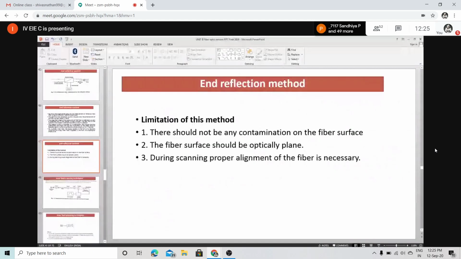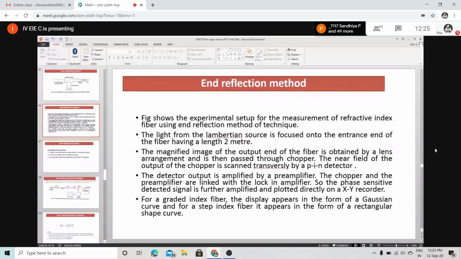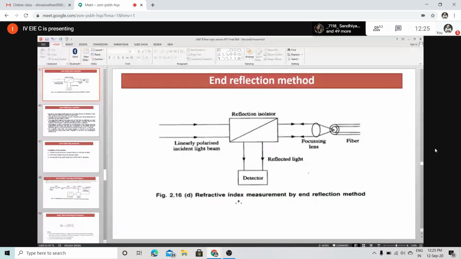This is all we have discussed so far, and what we are going to discuss now is the end reflection method. This end reflection method is not clear at all, but I will give you an explanation of it. So when we look at the fiber, the end of the fiber is going to have a reflection. We are going to create a phenomenon which is going to reflect my whole beam back again.